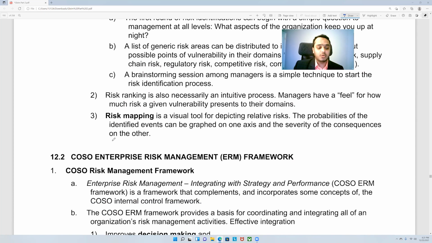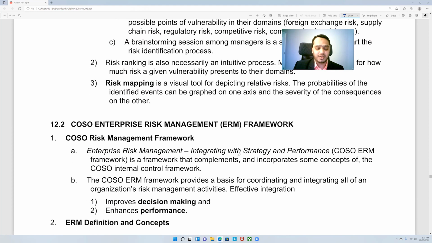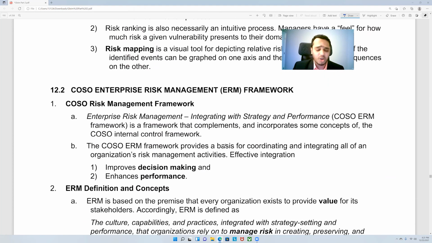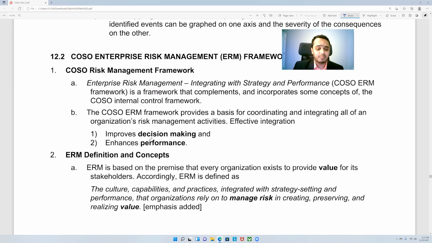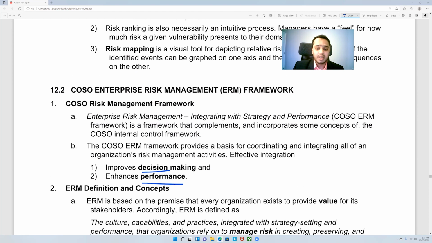Now we have the COSO Enterprise Risk Management framework. Really important for your examination. See, this improves decision making and enhances the performance of the organization. Now, COSO full form, remember this: Committee of Sponsoring Organizations, where it is the COSO ERM framework.